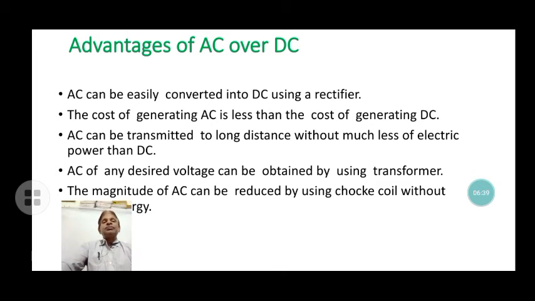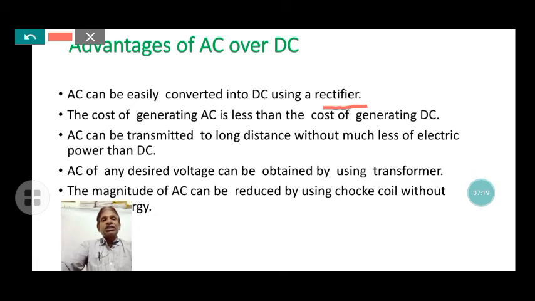AC can be easily converted into DC using a rectifier. A basic example is our TV, which works on DC current, but the supply of current in our house is AC current. So a rectifier in the television converts the AC into DC. In a mobile phone, the adapter converts the AC current into DC current to recharge the battery. But DC current is not changed into AC by any such device.